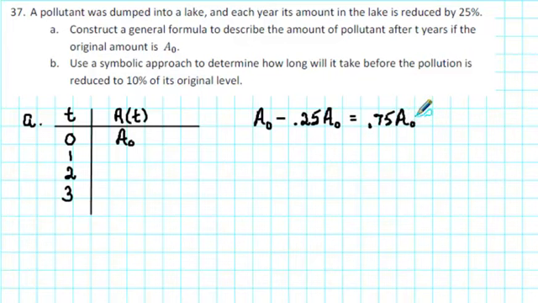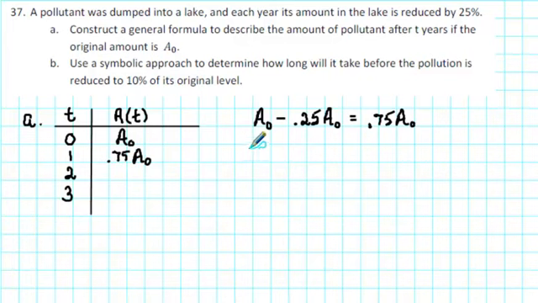A sub 0. So after 1 year, the amount of pollutant in the lake will be 75% of the original amount, which can be written symbolically as 0.75 times A sub 0. How much will there be after the second year? Well, what we'll need to do is we'll need to decrease the amount in the first year by 25%.